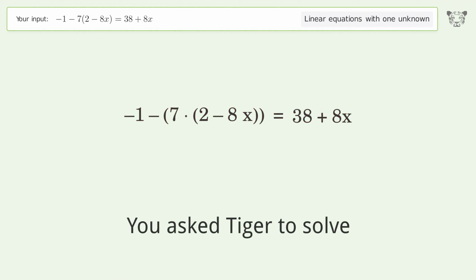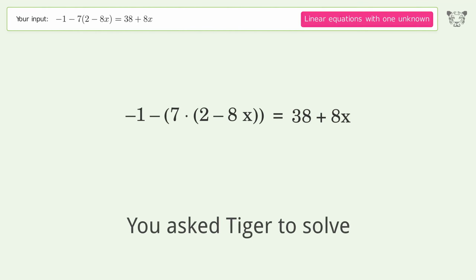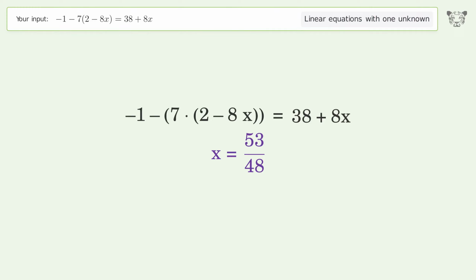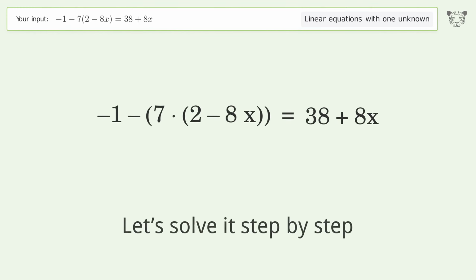You ask Tiger to solve this. This deals with linear equations with one unknown. The final result is x equals 53/48. Let's solve it step by step.